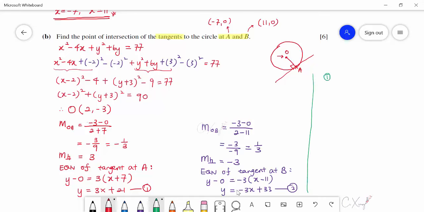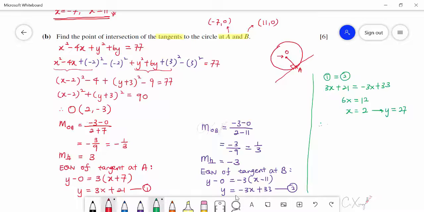So you let equation 1 equal equation 2. So we have 3x + 21 = -3x + 33. So you have 6x = 12, and then x = 2. If you have x = 2, then you substitute this x = 2 into either equation 1 or equation 2 to get a value for y. After you solve, you'll get y = 27.